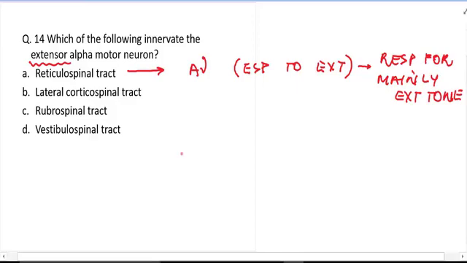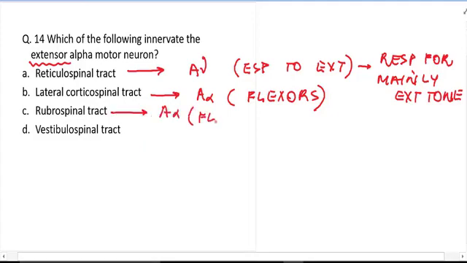Lateral corticospinal tract innervates the A alpha, but mainly to the flexors. Because remember, flexors are involved in fine scale movement, especially flexors of the upper limb. Rubrospinal tract again will be A alpha to the flexors, and rubrospinal tract and the lateral corticospinal tract, they're both involved in fine skilled movement.